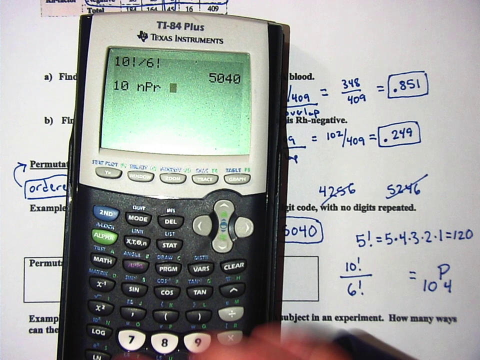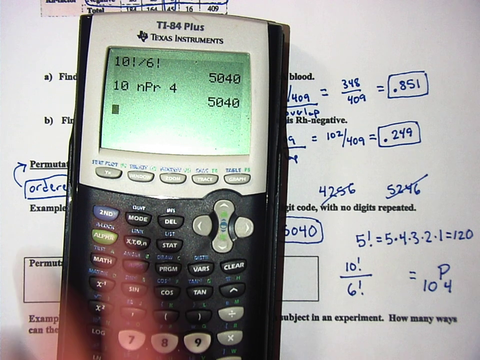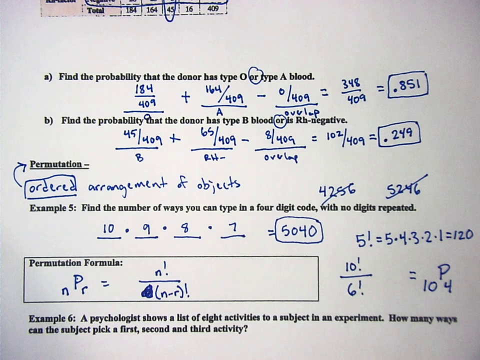10 permutation 4, because we've got 10 numbers and we want 4 of them in order, and that will also say 5040. So any of those are acceptable ways to use your calculator, and remember that you're allowed to use your calculator on the AP exam.